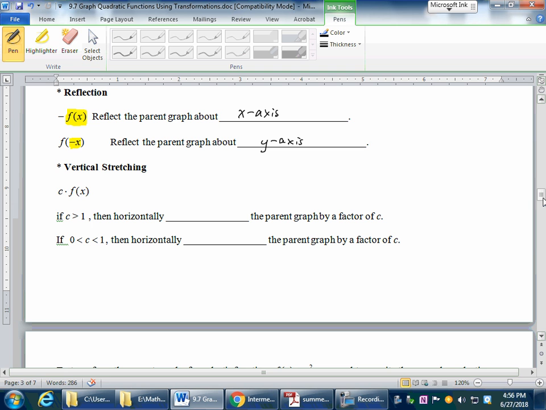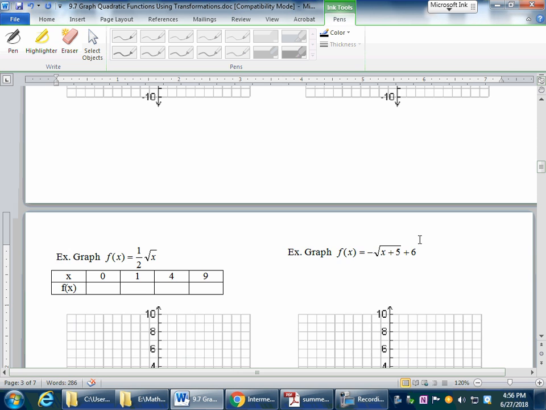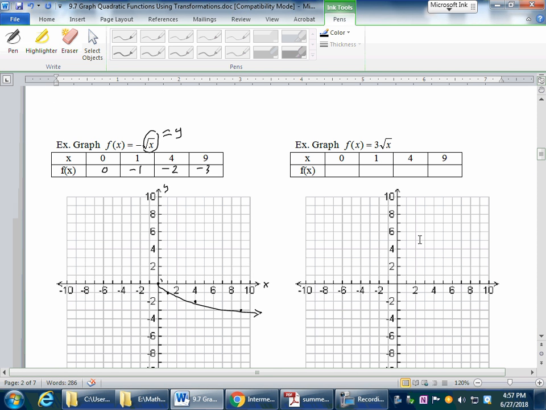So I see there's a typo right here. I don't know why it put horizontally. So make sure you change that to vertically. I just noticed that. Vertically. So let's move back and then take a look at this vertical stretching.